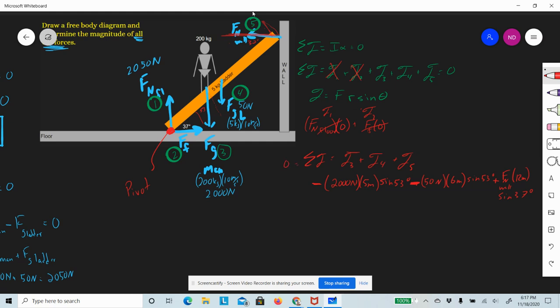So basically you end up with, let's see, grab the calculator. Do the math. 2,000 times 5 is 10,000. 10,000 times the sine of 53 is just about 8,000. Negative 8,000 newtons. Minus 50 times 6, 300, times the sine of 53, which is pretty much 0.8, 240.